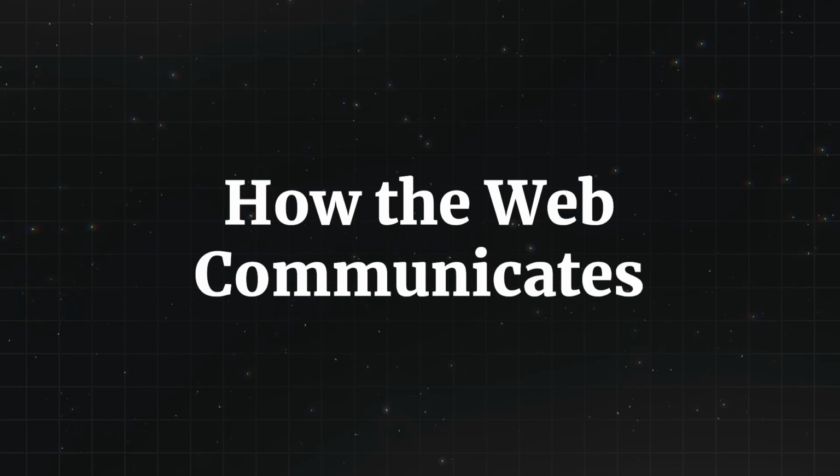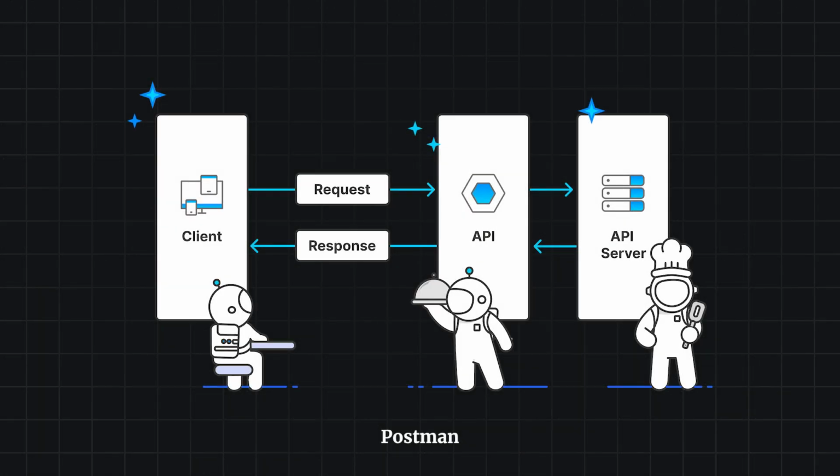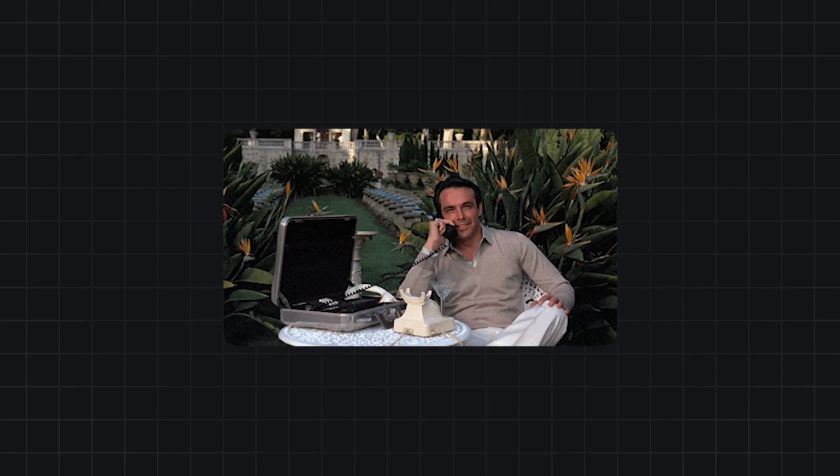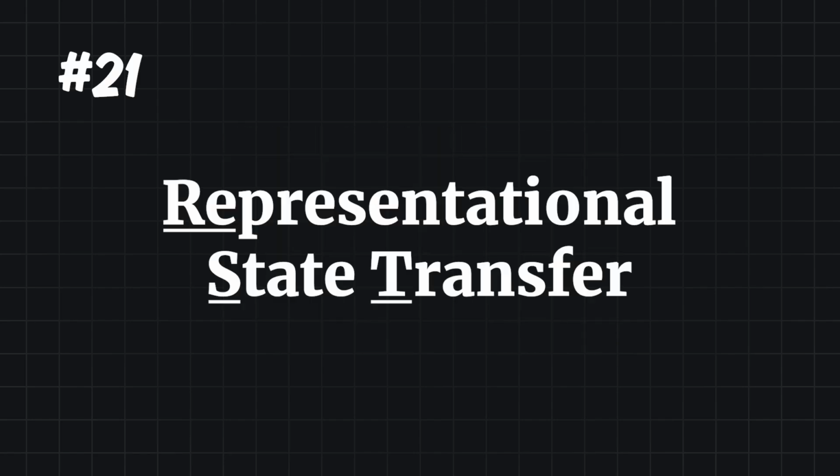Alright, and to wrap things up, let's talk about how web apps actually talk to each other. An application programming interface, or API, tells other apps or users what they can ask for and how to ask for it. When you send a request to an API, it gives you back data or performs an action behind the scenes. It's how the front end talks to the back end, or how different apps connect.